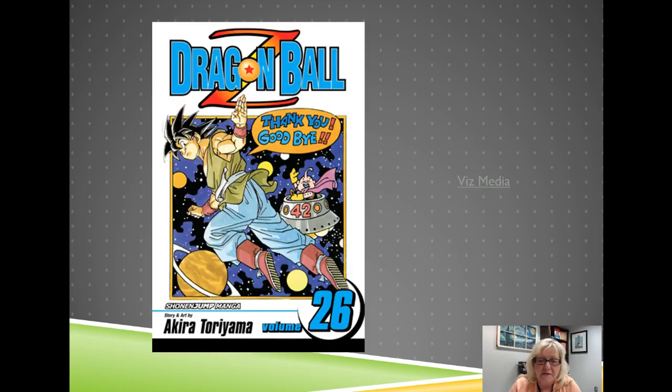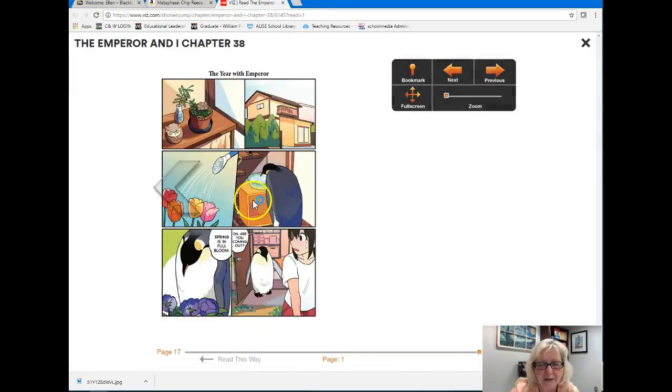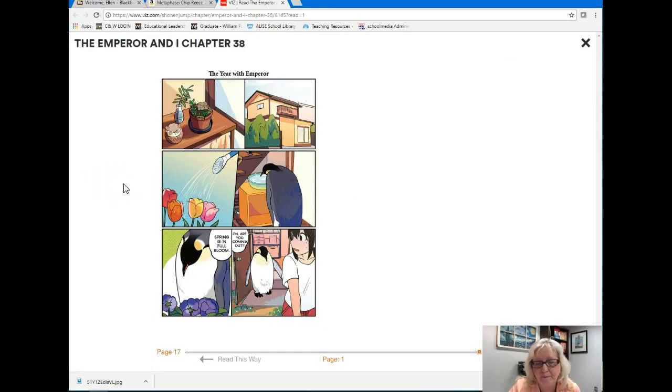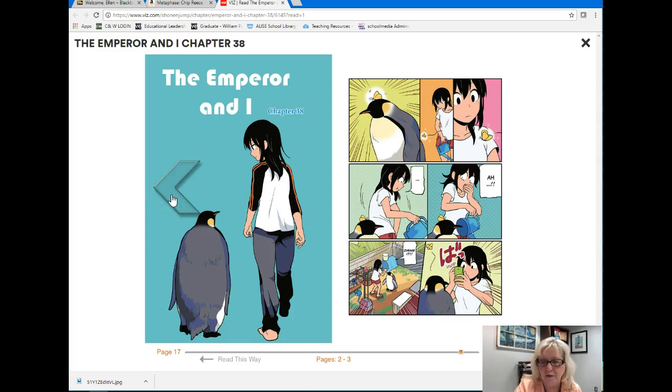This is Dragon Ball Z, which was quite popular for a long time as manga. I just wanted to provide an example of manga. And as a matter of fact, Viz Media, which produces a lot of manga, has some chapters that are free. This one is The Year with Emperor, about an emperor penguin. And if you notice, Japanese manga is read the opposite way. So you can see that the arrow here says read this way. You are going to read from what we would consider the back of the novel to the front.